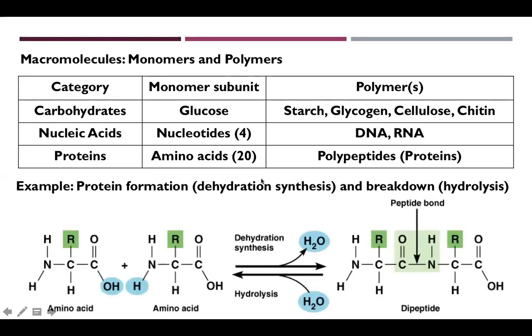Here we just have a quick example. I'll go back to this page of a formation of protein. So we have two amino acids. Those are your monomer, your subunits. Your polymer is then your polypeptide chain. So you can have either dehydration to put the chain together or a hydrolysis to separate the chain.